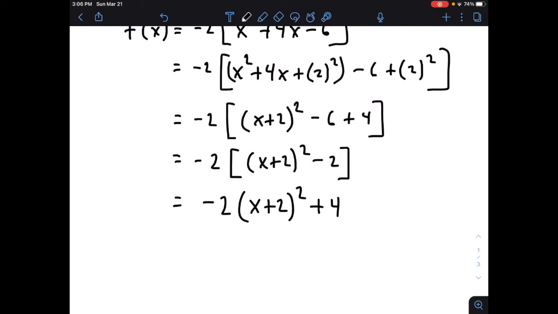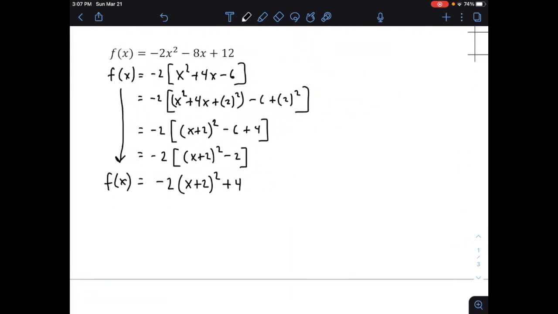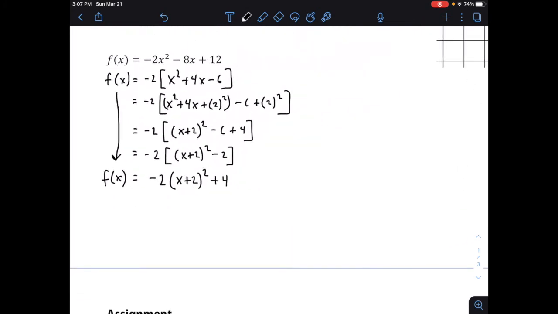The thing I didn't do all along was bring the f of x down, because that's called being lazy, and that's okay. Laziness is sometimes okay. We can just bring it down and write the f of x like that. All right, so we converted this to vertex form, and now we just need to identify: our a is negative 2, our h is also negative 2, and our k is 4.